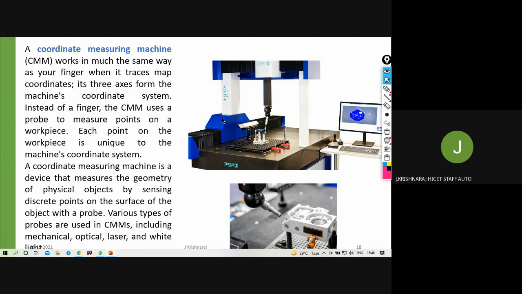This coordinate measuring machine works the same way as a finger. We have sensitivity in our fingers, right? If you close your eyes and trace your fingers on a particular object, you can imagine what the object is that you are tracing. As humans, we know very well about that sensitivity. So we close our eyes and trace our fingers on the surfaces.